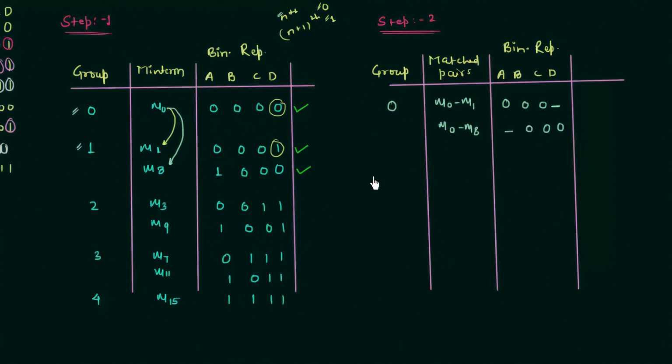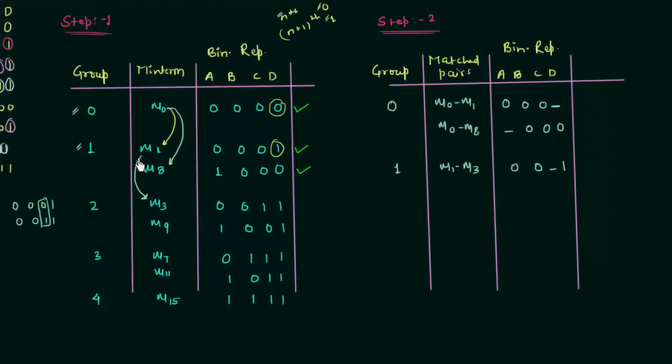Let's move to group number 1. I will compare M1 with M3, and we can see that only one variable is changing. M1 is 0, 0, 0, 1. M3 is 0, 0, 1, 1. Only C variable is changing. So M1, M3 is matched pair, and we have 0, 0, underscore 1.